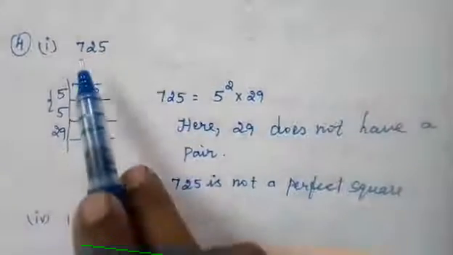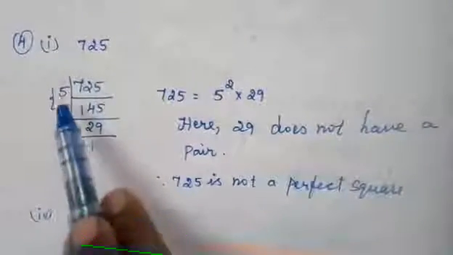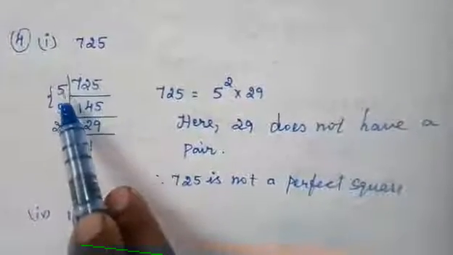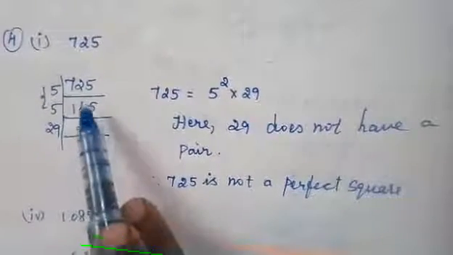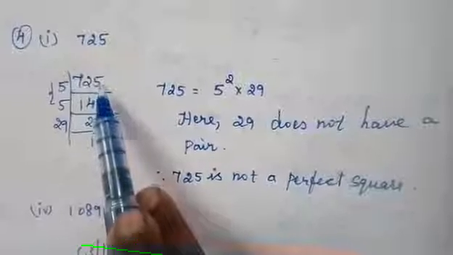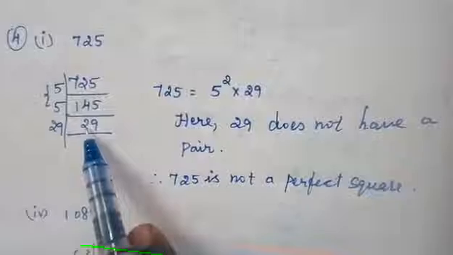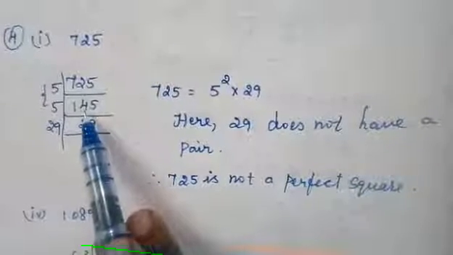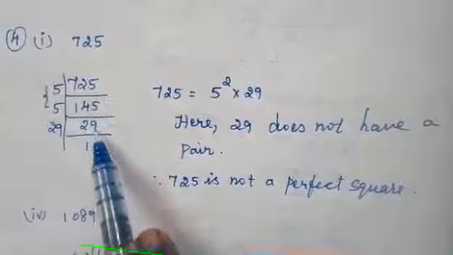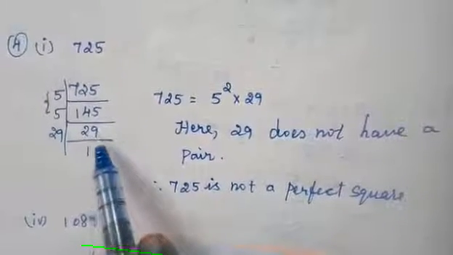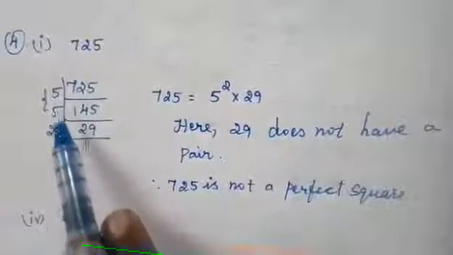For 725, you have to use only prime numbers. First, it ends with 5, so you select the 5 table. 1 5 is 5, balance 2. 4 5s are 20, then balance 2. 5 5s are 25, then again 5. That is 2 5s are 10, then again 4 is the balance. So the next number is 45. 9 5s are 45. 29 is a prime number, a prime number divided by itself, so 29 one time.